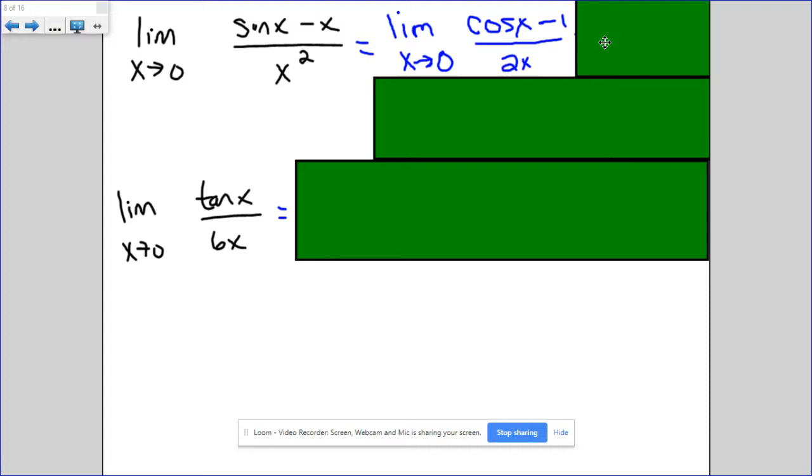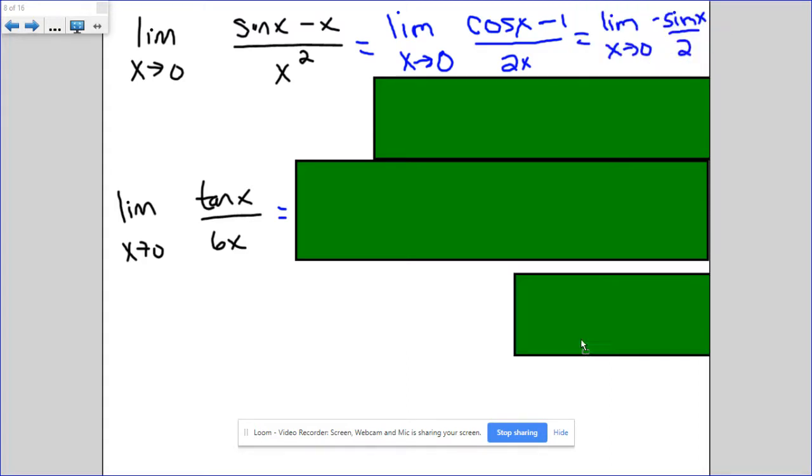If I plug 0 in, cosine of 0 is 1. So on top I get 1 minus 1, which is 0. If I plug in 0 on the bottom, I still get 0. So notice we took the derivative, but we're still getting an indeterminate form. We still get 0 over 0. The good news is we can just repeat the rule again. So L'Hopital's rule does allow us, if we need to, if we get an indeterminate form again, to just repeat the process by taking the derivative again.